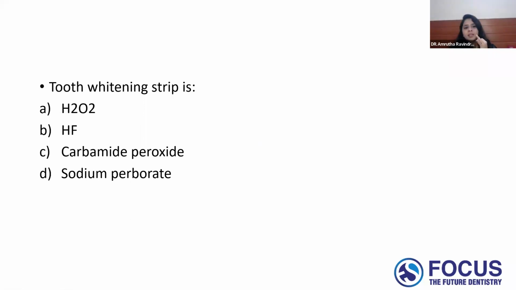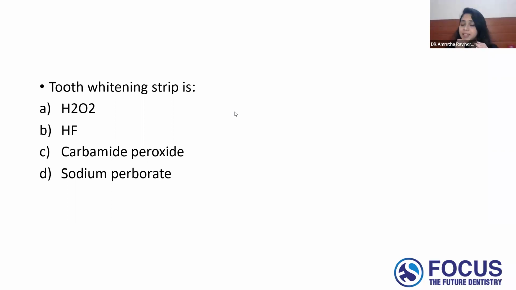The tooth whitening strip is: hydrogen peroxide, H2O2; hydrofluoric acid or hydrogen fluoride; carbamide peroxide; or sodium perborate. So the answer would be, any guesses? Yes, very good. The answer will be hydrogen peroxide.